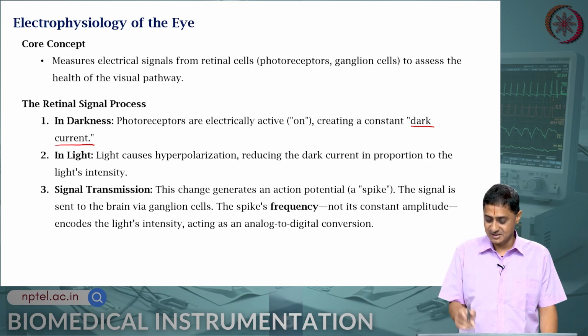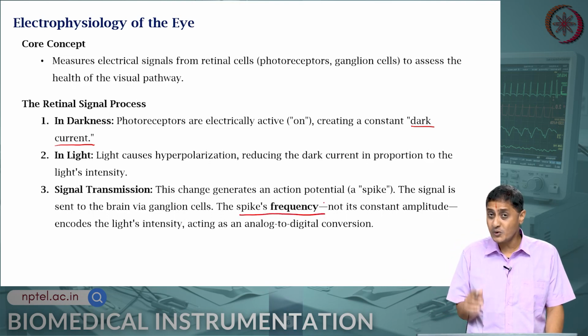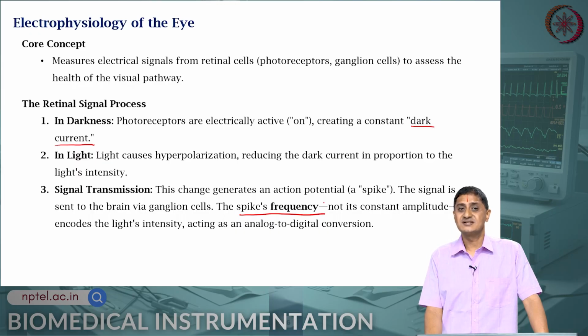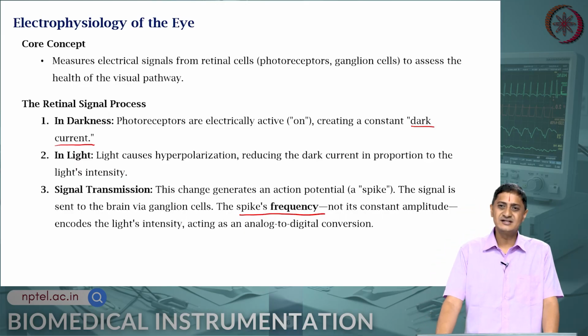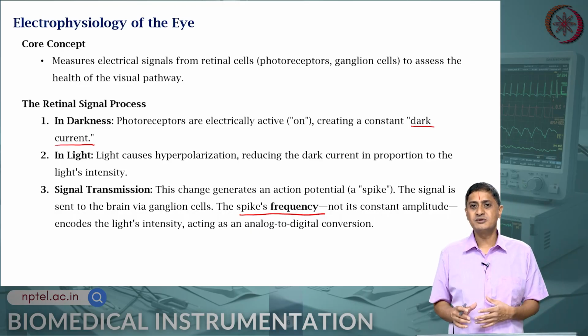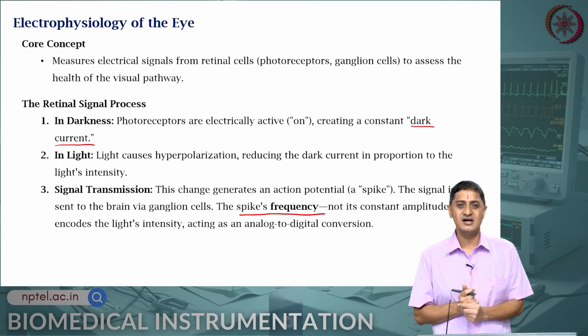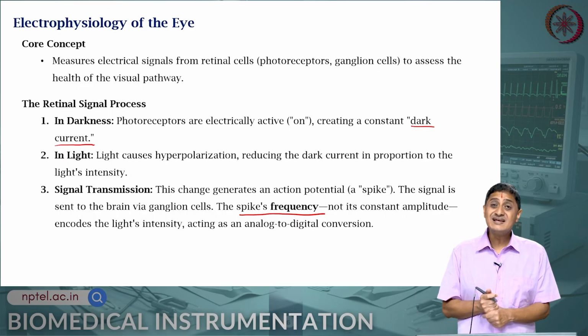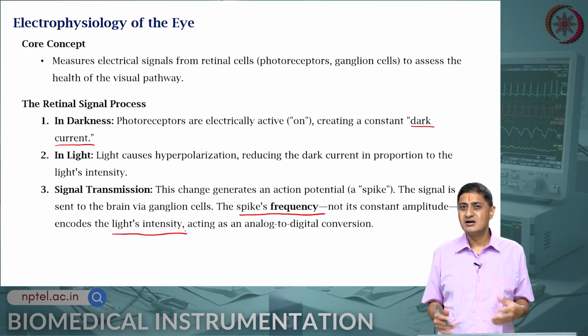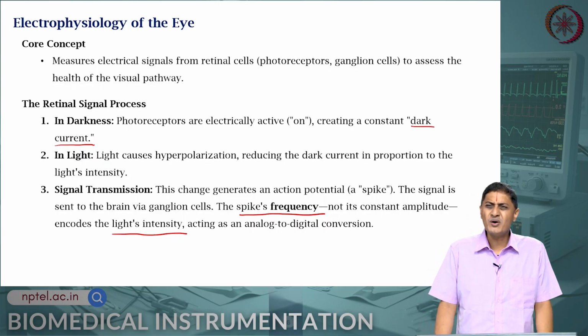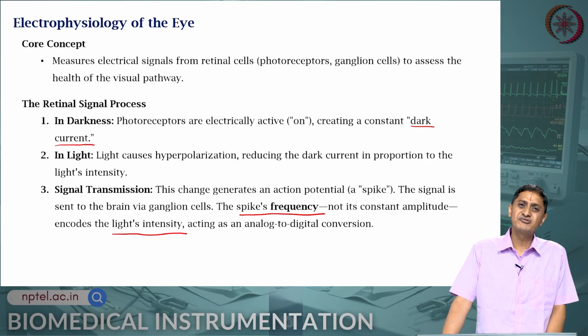It turns out the frequency of this action potential is essentially a form of analog to digital conversion, or rate coding, or frequency encoding of the intensity. So, not the amplitude, but rather the frequency of firing of the action potentials of the ganglion cells essentially encodes the light's intensity. So, a form of analog to digital conversion. But why do you need this? Why do you need to perform this analog to digital conversion?